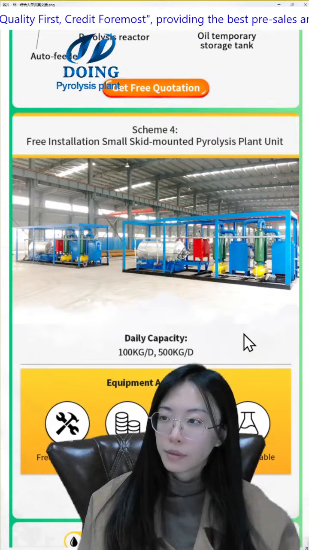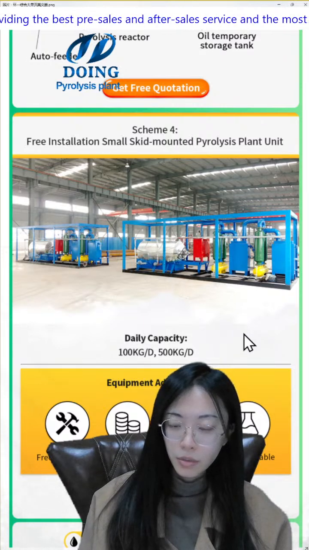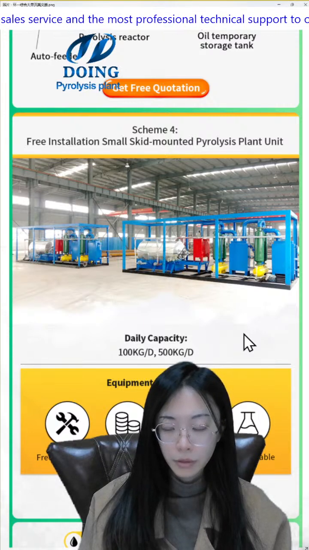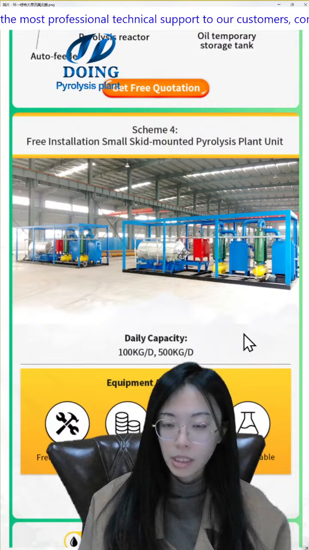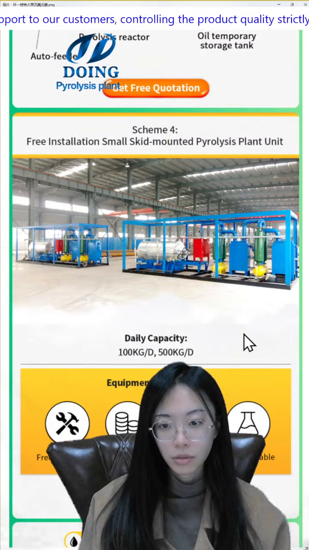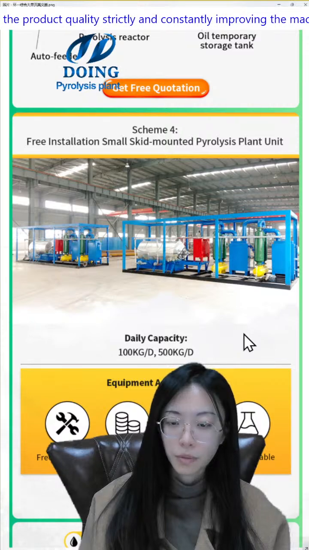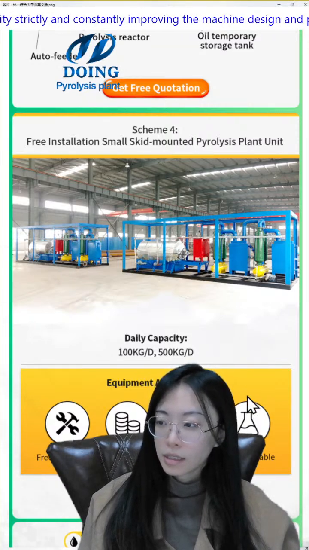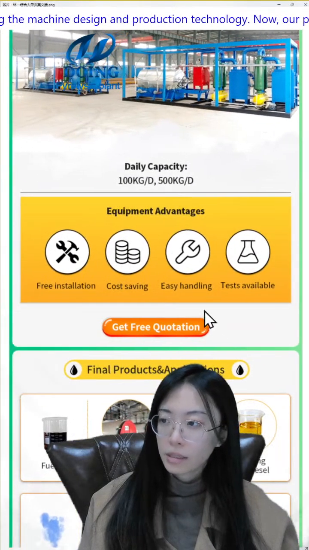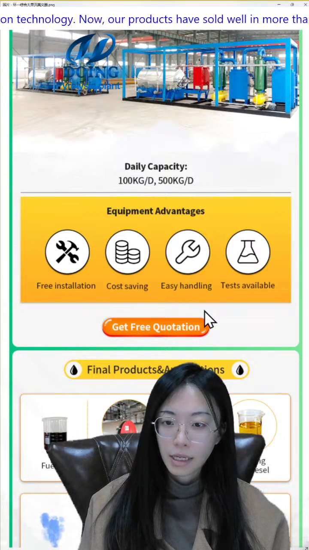And this is a pyrolysis plant unit for small capacity. Some colleges will buy this for experiments, or some other people will get this for private use, like farmers, who will use it to get diesel for their agricultural machines or other places, or fuel oil. This is a plant unit with a daily capacity of 100 kilograms per day, 500 kilograms per day. And the equipment advantages are free installation, cost saving, easy handling, and test available.